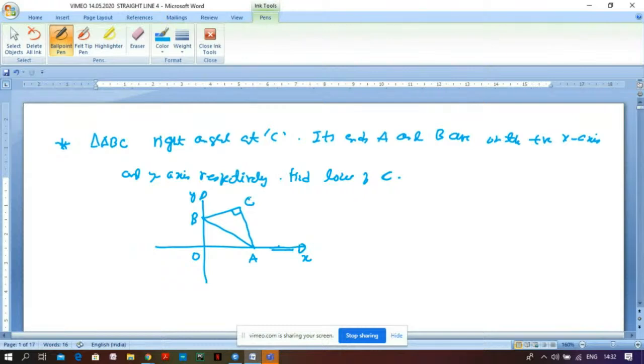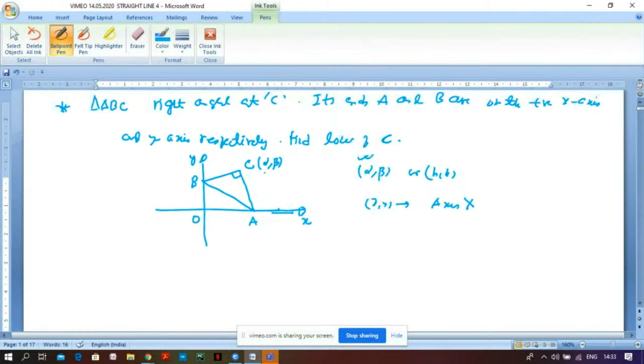I'll give some motivation. Suppose I write C as alpha comma beta. That's the first step always to find a locus: we start by naming the point whose locus I have to find, and we call it alpha beta or h k, whatever you want. Don't call it x y, because that may interfere with your axes x and y. So alpha beta is the coordinates of C, and now I want to find the locus of C.